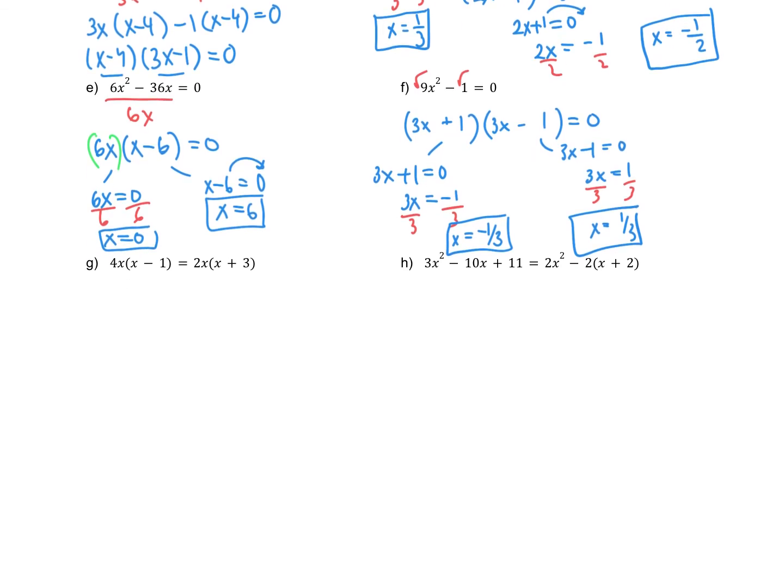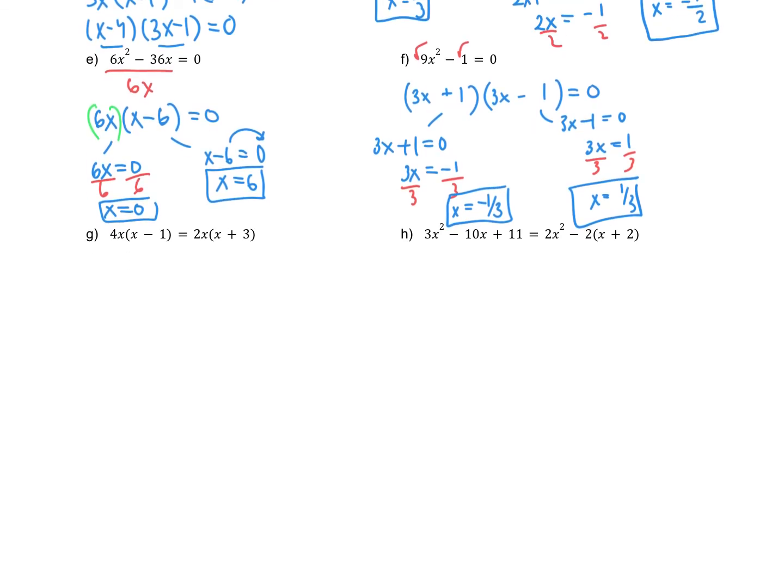All right, our last ones, they look a little different because there are brackets in there. Our sides are not equal to 0, so it's a little problematic. First of all, we should get rid of all the brackets. So we have to do some distribution, then bring everything to one side and do our factoring method. So in the first one, I will distribute the 4x in to get 4x squared subtract 4x, and then distribute the 2x in to get 2x squared plus 6x.